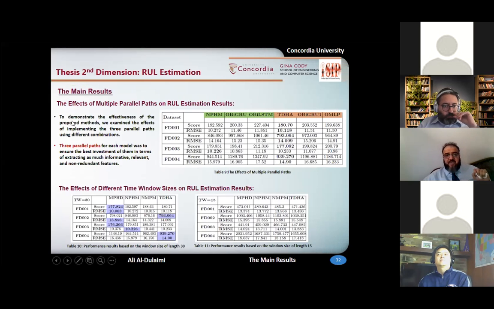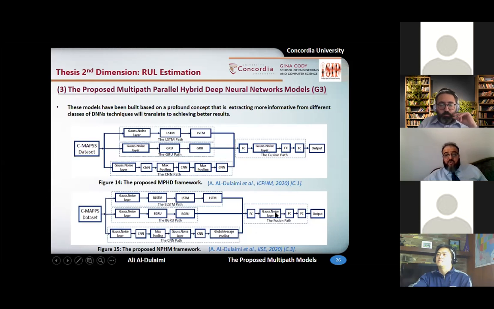We studied here the effects of multiple parallel paths on the RUL estimation results, to show how effective the 3 paths are compared with the 2 parallel paths. So we selected 2 models. In the first model, we compare the proposed model with 2 combinations. The first combination removes the first parallel path and keeps the other 2. And the second combination, or the second design, removes the second path and keeps the others.